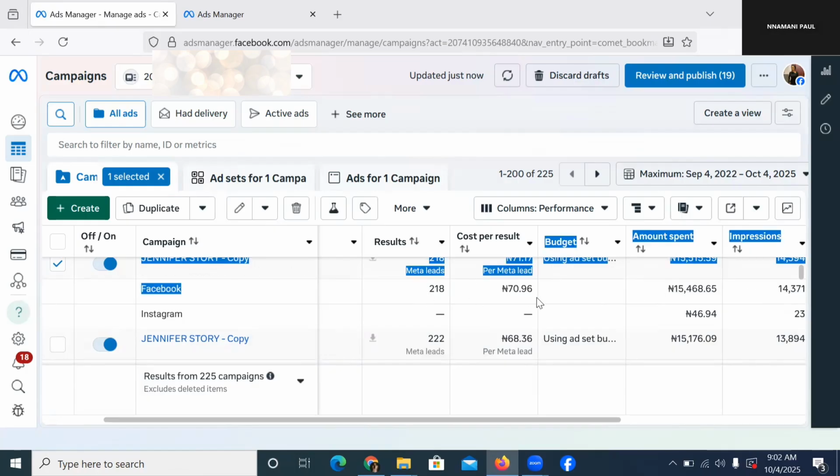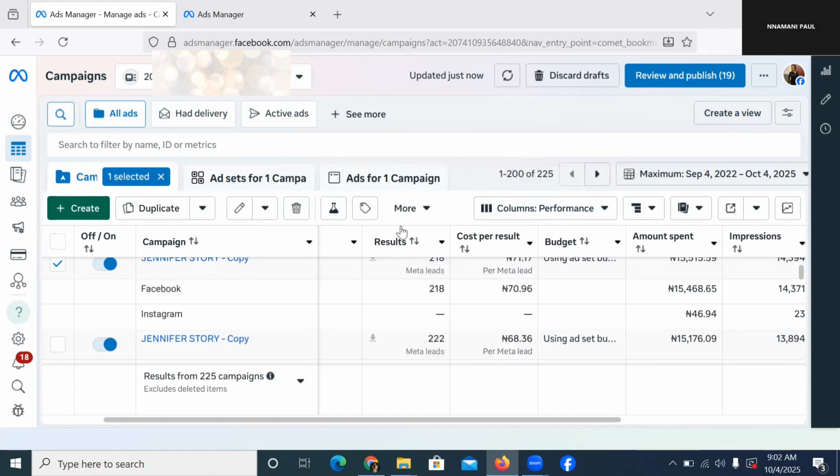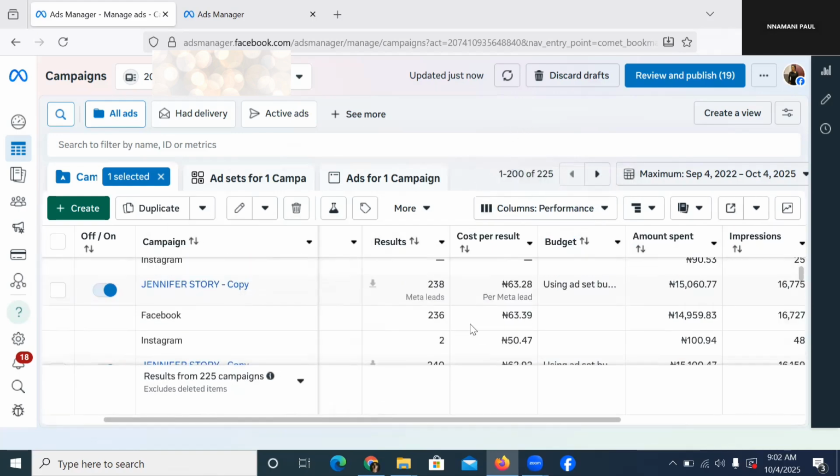So number one, is it that they realized that Instagram was not giving me results, it was Facebook that was giving me results, and pushed more ad on Facebook? Or number two, maybe the page did not allow running adverts on Instagram. But there are some adverts you analyze and you find out, okay, let's look at this one now. Facebook gave me 236 leads at 63 naira. Instagram gave me 2 leads at 50 naira.